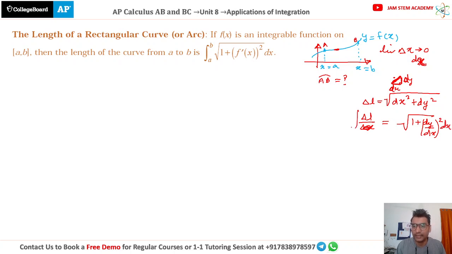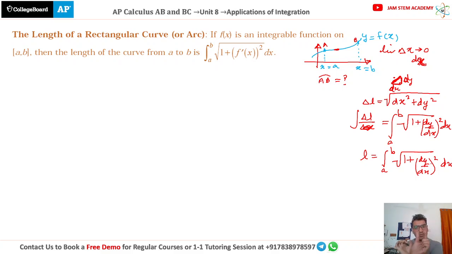Now if you integrate it on the curve from A to B, that gives you L, the arc length. Hence the arc length comes out as the integration from A to B of the square root of 1 plus dy by dx squared dx. So in this way we got the arc length formula. Simple. We just took a small part of it, calculated the hypotenuse, and then integrated it throughout the curve.